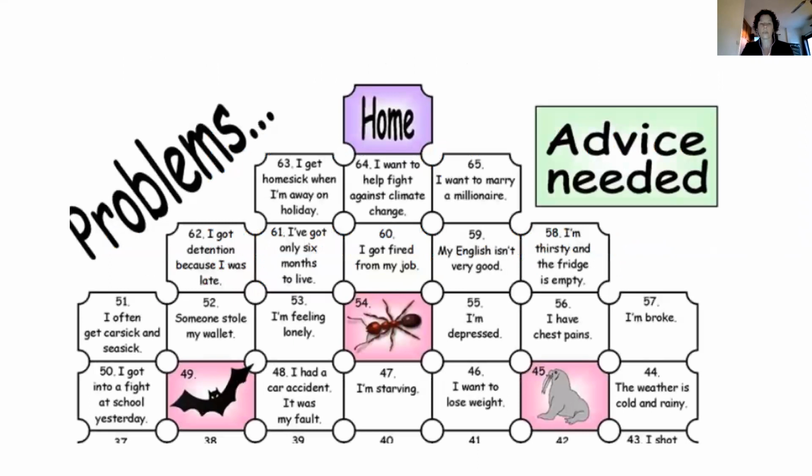You could also design a game like this one, seeking advice. So you would work with a partner, roll your die, and if you landed on number 60, for example, I got fired from my job, I would read out loud, and then my partner would have to give me advice, probably using modal verbs if we wanted to get into some grammar content. So I got fired from my job. Heather, what should I do?